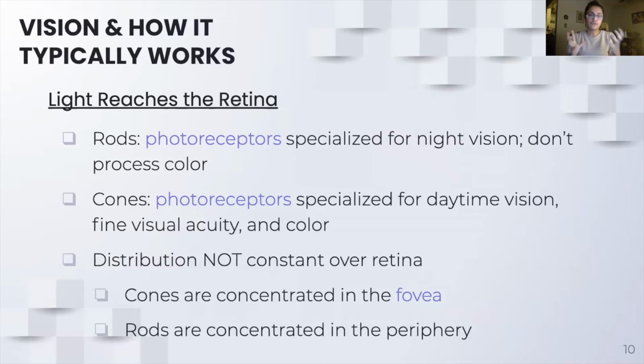Now, rods are photoreceptors specialized for night vision. They don't process color, while cones are photoreceptors specialized for daytime vision, fine visual acuity, and color. The distribution of these photoreceptors is not constant over the retina. Cones are concentrated over the fovea, and rods are concentrated in your periphery. And the very last step in information processing in the eye is that these signals from the photoreceptors are sent through various cells and then are sent to the brain through the optic nerve.